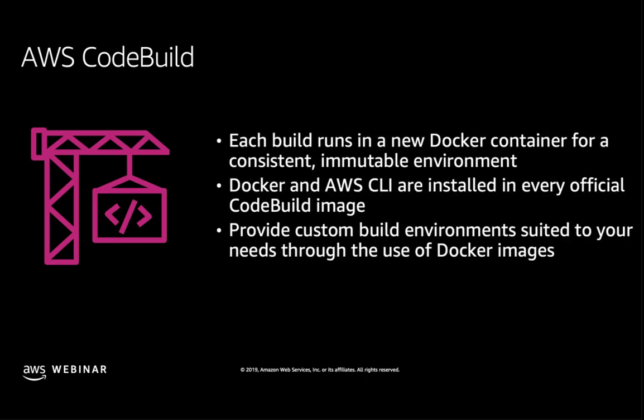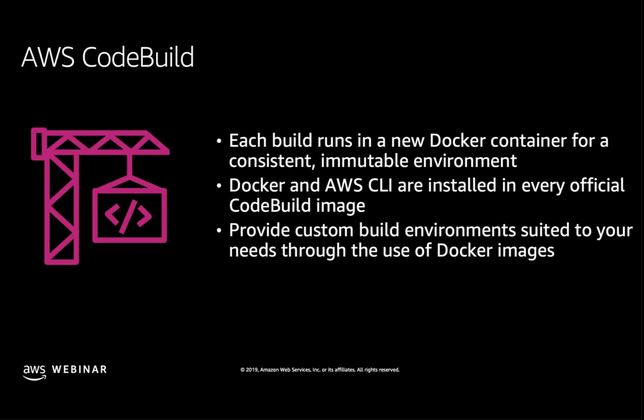And so the way that CodeBuild works is each build runs in a Docker container for a consistent immutable environment. So every time there's a build, there's a fresh Docker container, so their environments don't get reused. The Docker and AWS CLI are pre-installed in every official CodeBuild image. So if you need to run a command like copy a file to an S3 bucket, or trigger something happening with your ECS cluster, for example, those are all built into the official CodeBuild images, and you can also build those in to any custom CodeBuild images that you use. And so you can provide custom build environments as well, again, through the use of a Docker image.